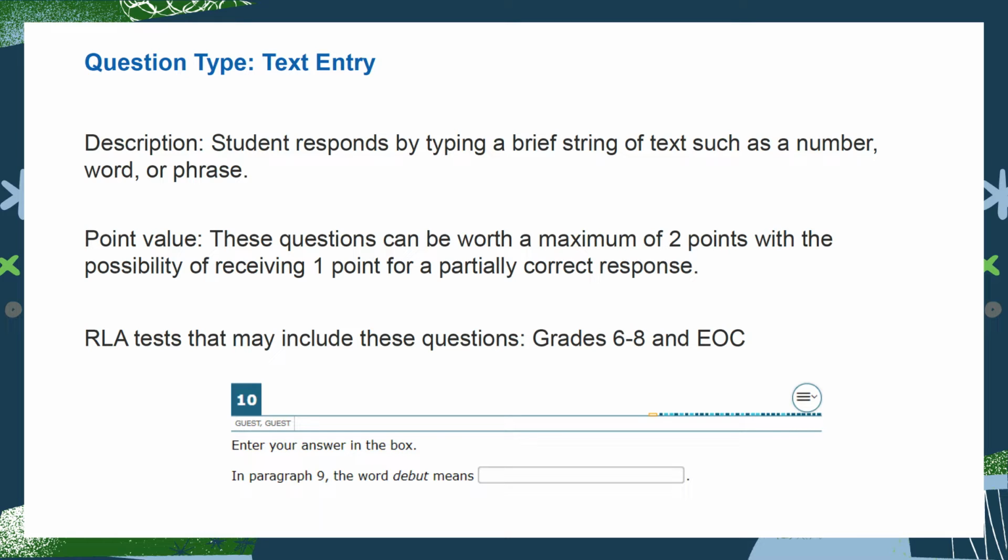So let's review a few of these question types. One of the question types that students may see is called the text entry. It is very similar to a fill-in-the-blank question, where students will have to manually type an answer. These questions can be worth a maximum of 2 points, with the possibility of receiving 1 point for a partially correct response. You can see in this vocabulary question example how this could look. It reads, in paragraph 9, the word debut means, and then there's a blank. Students would be expected to type in an answer to what the word debut means.